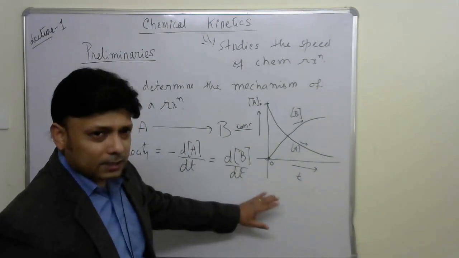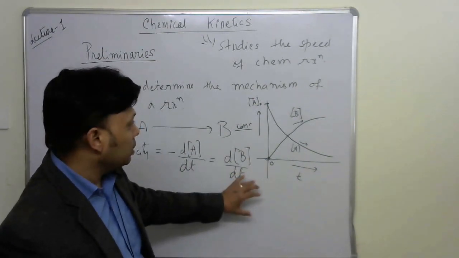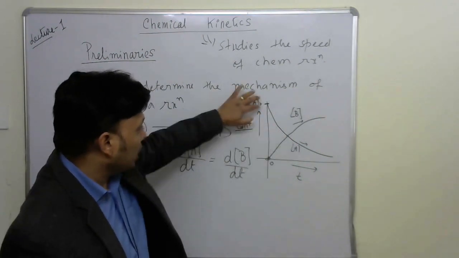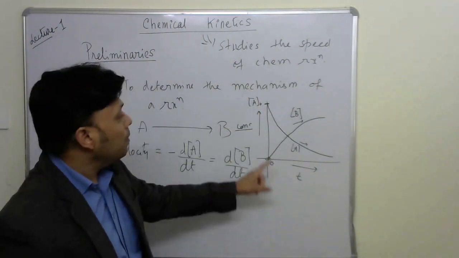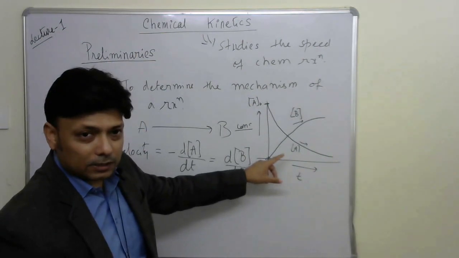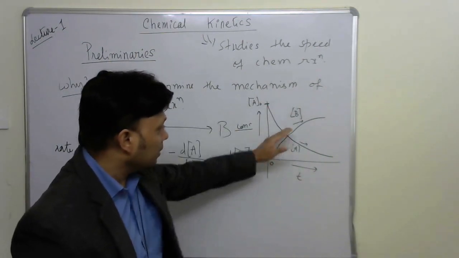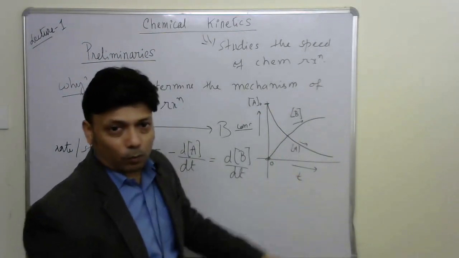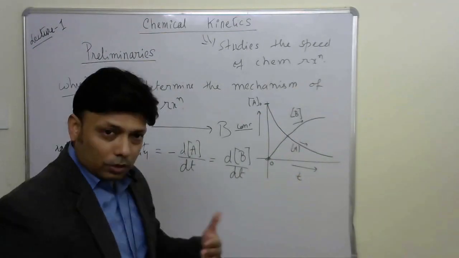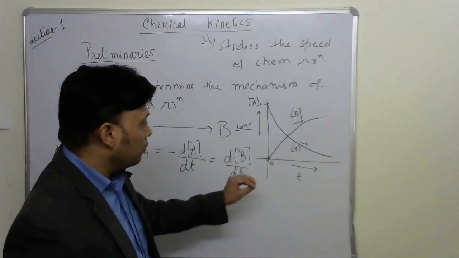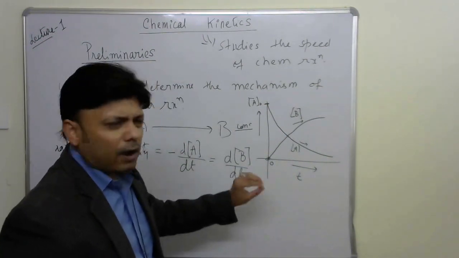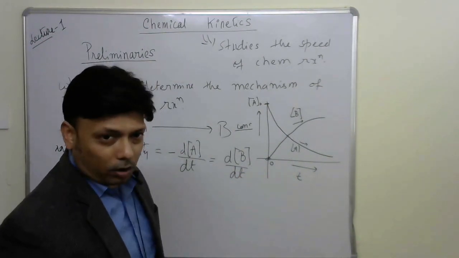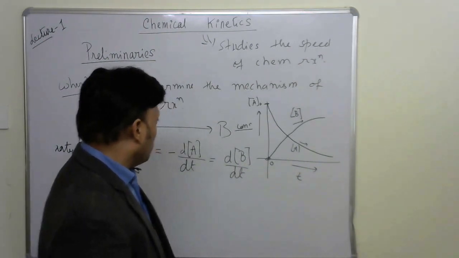But there is one exception, in which the change of A or B with time would not look like this. It would not follow this kind of curvy way. In course of time during our lectures we would find out where that exception occurs.